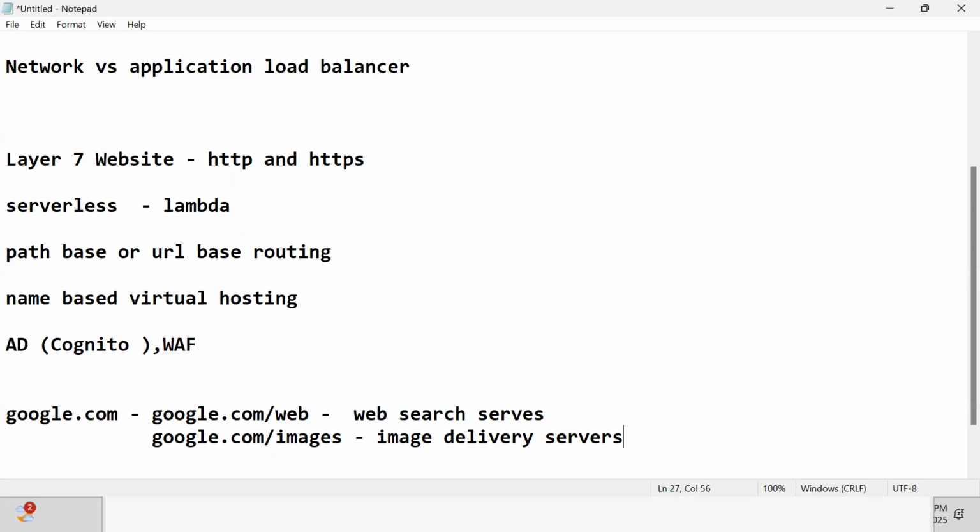This kind of path-based routing is supported by which type of load balancer? Application load balancer. Application load balancer works at layer 7 and supports web-based traffic, HTTP, HTTPS.